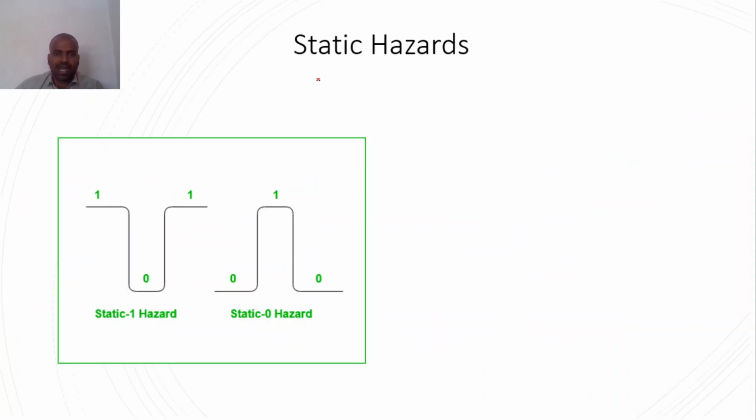Have a look at this static hazard. This is a static 1 hazard, and this is a static 0 hazard. Static 1 hazard means the expected output is 1, but we are getting 0. And here in the static 0 hazard, we expect the output to be 0, but 1 is coming. So we are expecting 0, but 1 is coming, so it is a static 0 hazard. Okay.